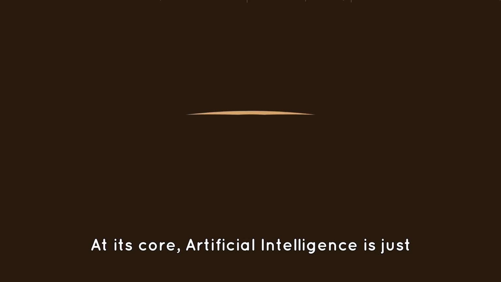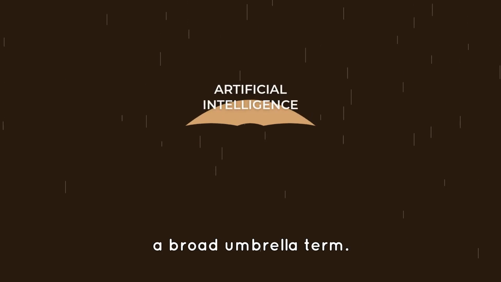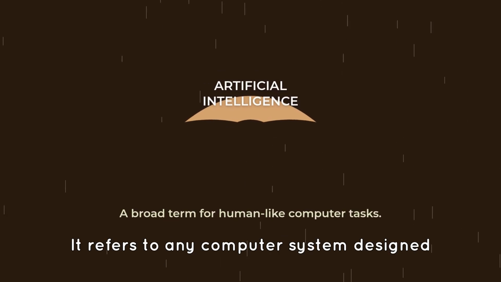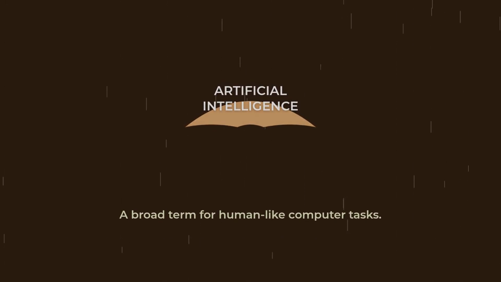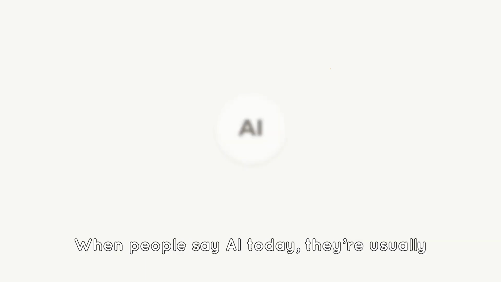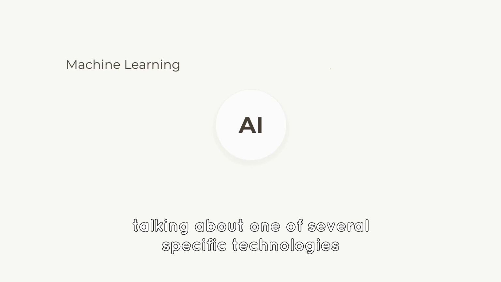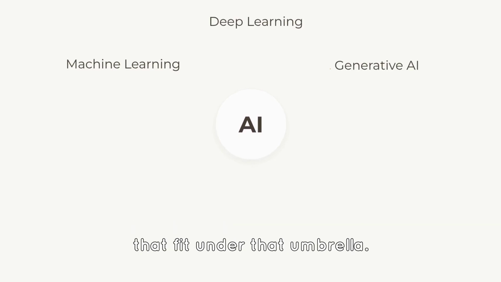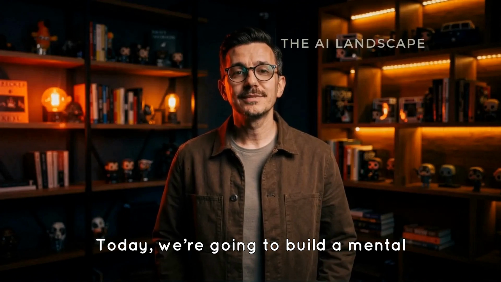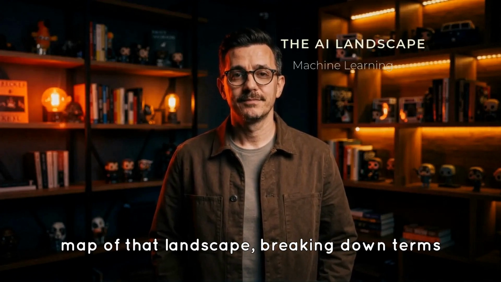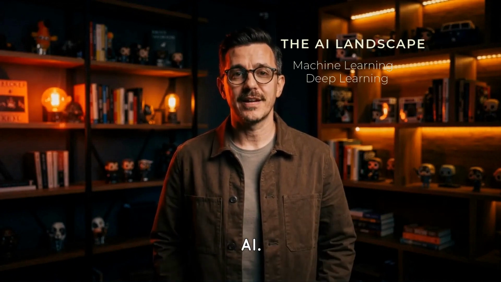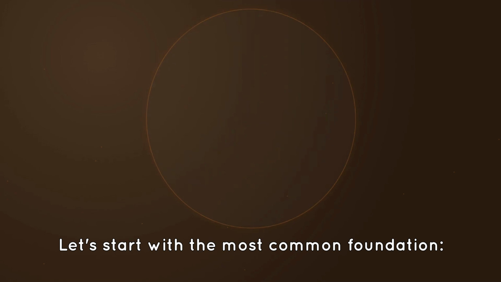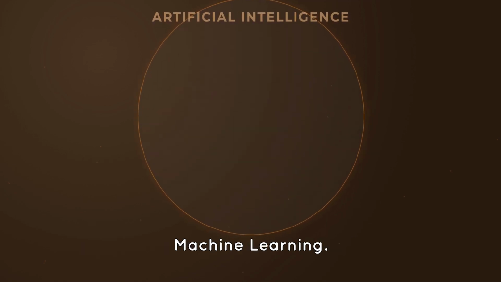At its core, artificial intelligence is just a broad umbrella term. It refers to any computer system designed to perform tasks that usually require human intelligence. But AI isn't just one thing. When people say AI today, they're usually talking about one of several specific technologies that fit under that umbrella. Today, we're going to build a mental map of that landscape, breaking down terms like machine learning, deep learning, and generative AI. Let's start with the most common foundation, machine learning.